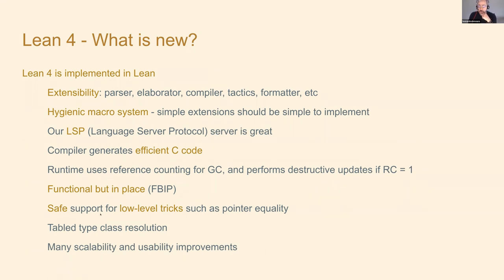Lean also supports low level tricks like pointer equality without compromising safety or referential transparency. It has many new algorithms like tabled type class resolution and addresses many scalability and usability issues that people had with the previous version.